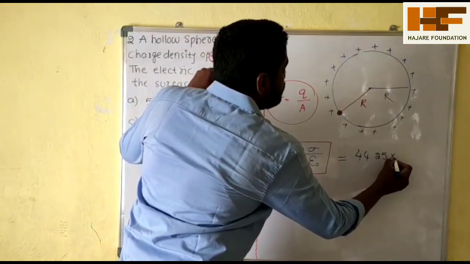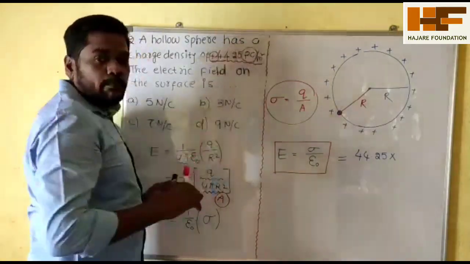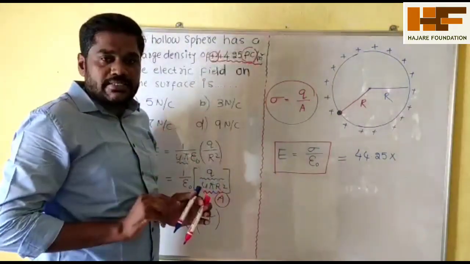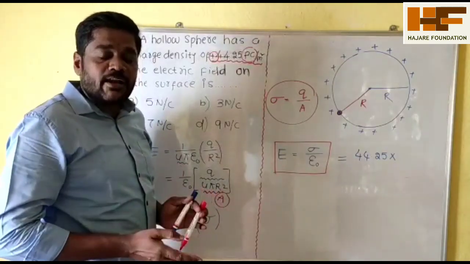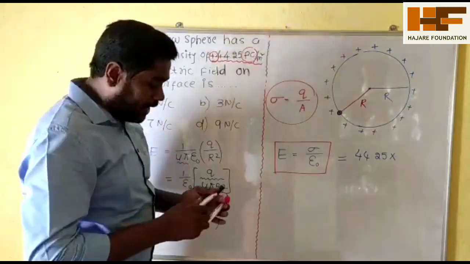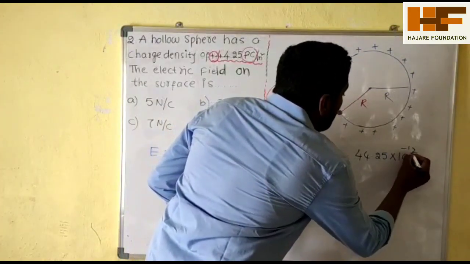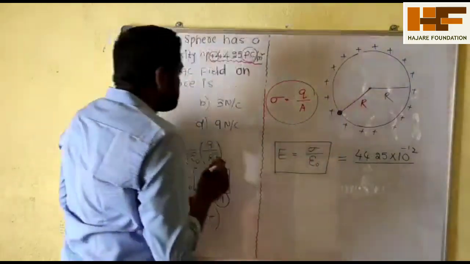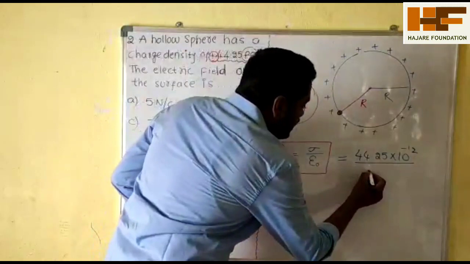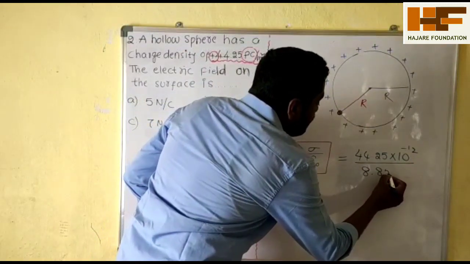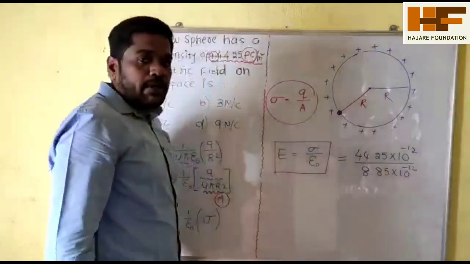44.25 into, one thing you observe here, what have they given? Picocoulomb. What is the micro? 10 power minus 6. What is the milli? 10 power minus 3. What is the nano? 10 power minus 9. What is the pico? 10 power minus 12. Therefore now here you can write 10 power minus 12 by epsilon naught. Epsilon naught value is what? That is 8.85 into 10 power minus 12 coulomb square per newton meter square.